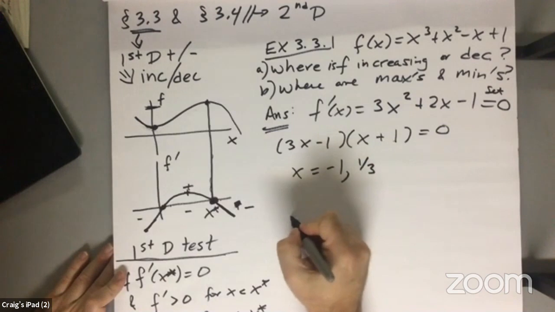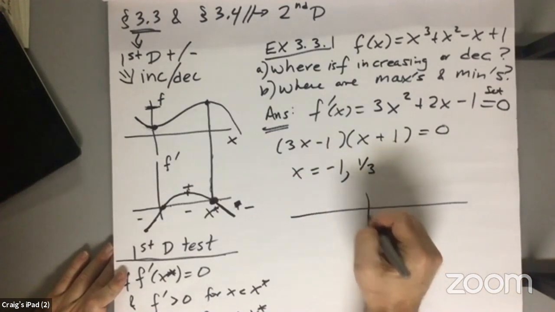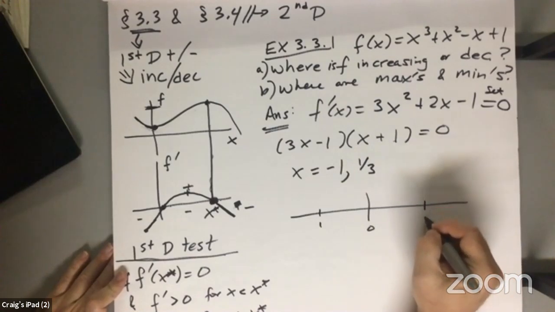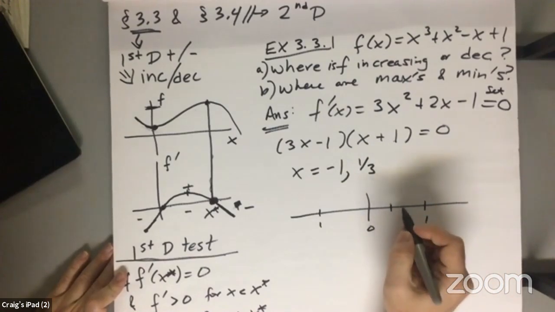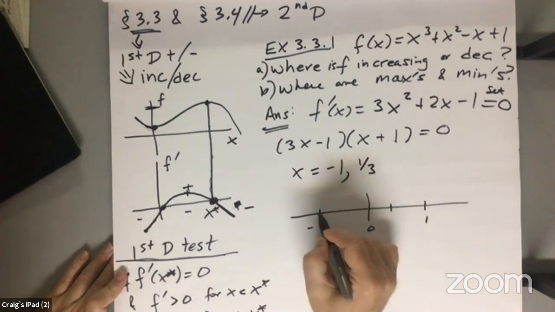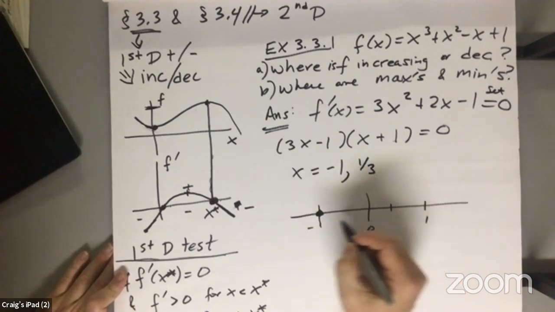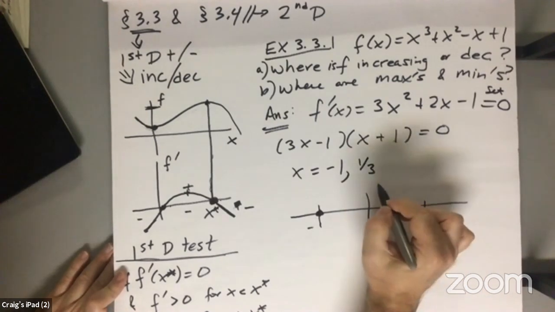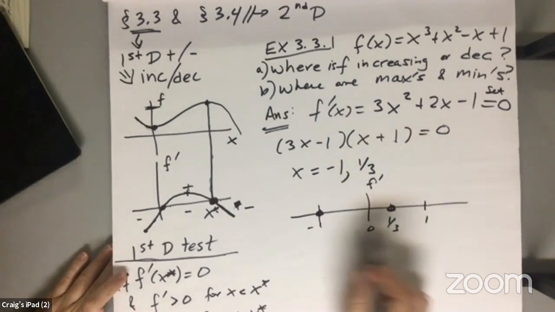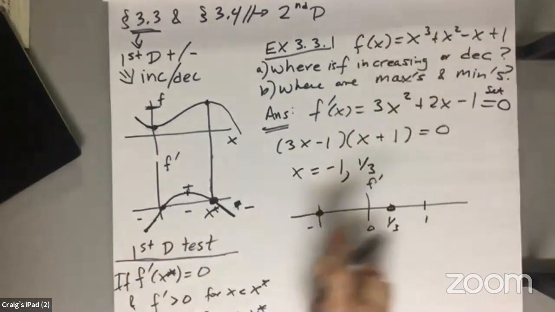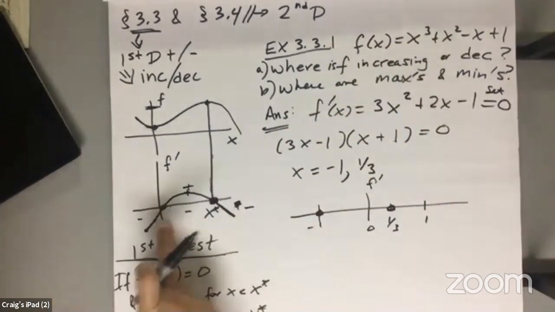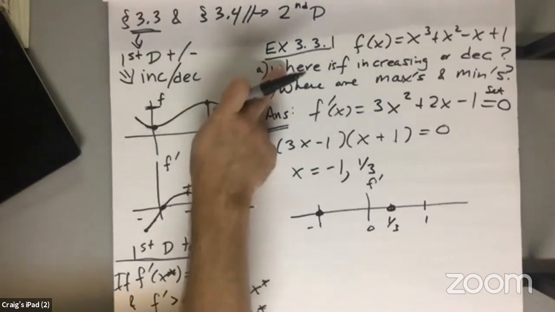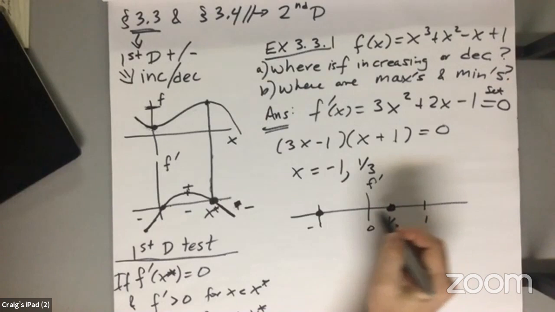But now we know that on this number line, at minus 1, I have a 0, and at 1/3, I have a 0, is where the derivative is 0. Not where the function is 0, but where the derivative is 0. Where the derivative is 0, that tells us where the function is flat. And those are going to be possible maxes and mins. So these are my spots.